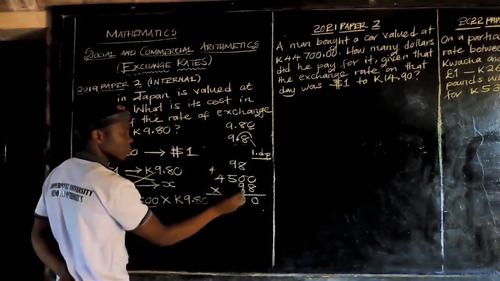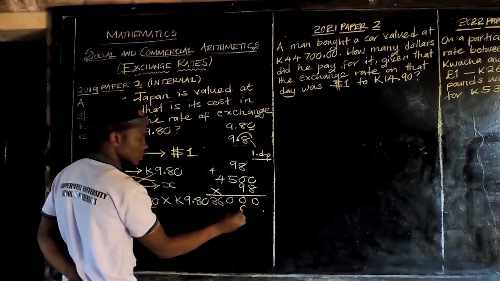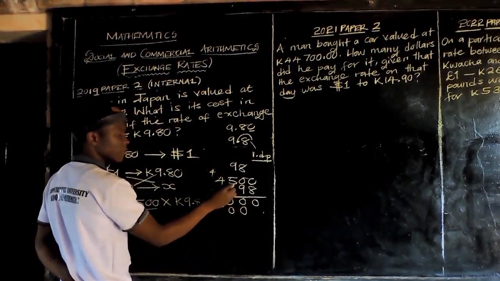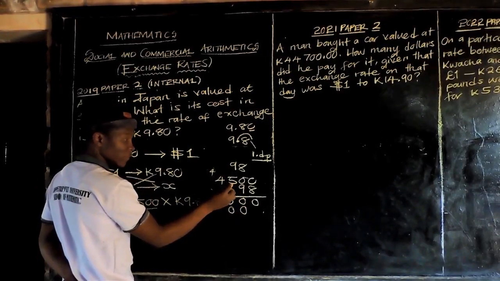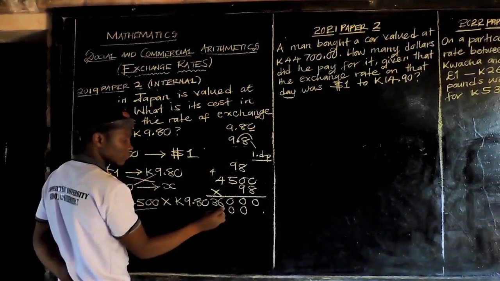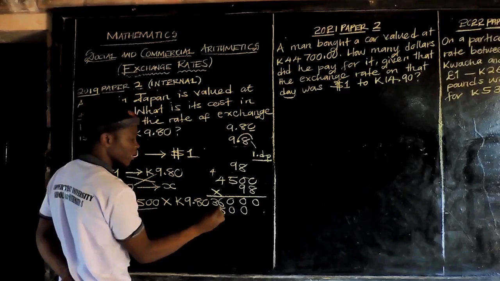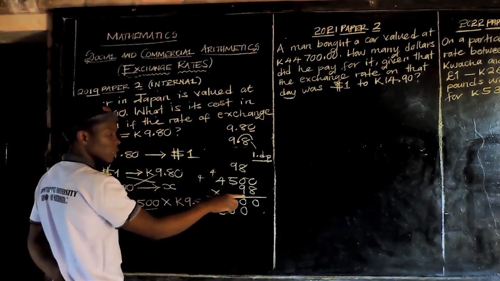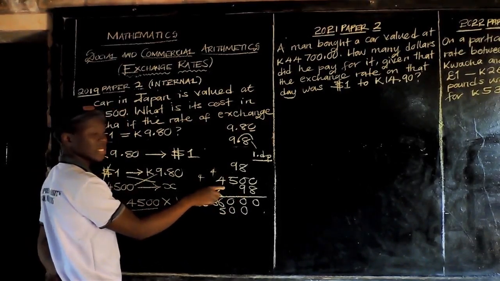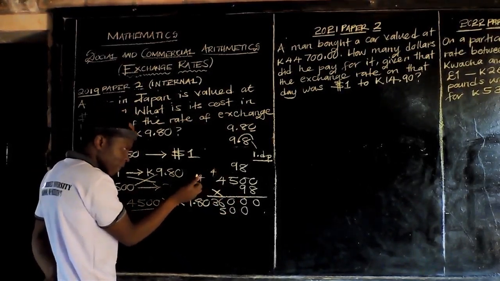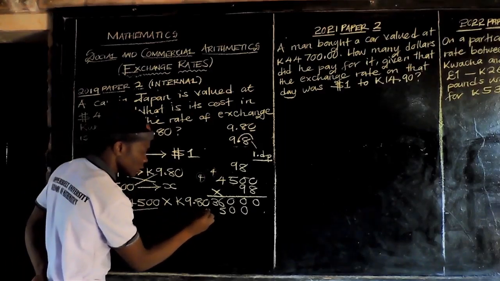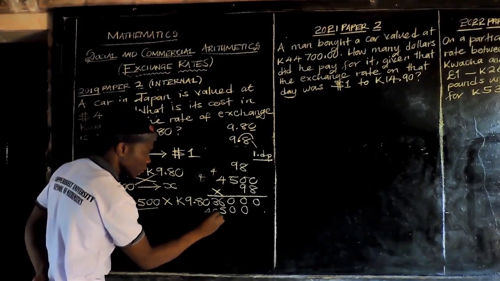Then 9 times 0, 0. 9 times 0, 0. 9 times 5 is what? 45. So we're going to write 5, carry 4. Are we together, people? Then look at this one, people. 9 times 4 is 36. 36 plus 4, what are you going to get? You're going to get 40. Are we together, people?